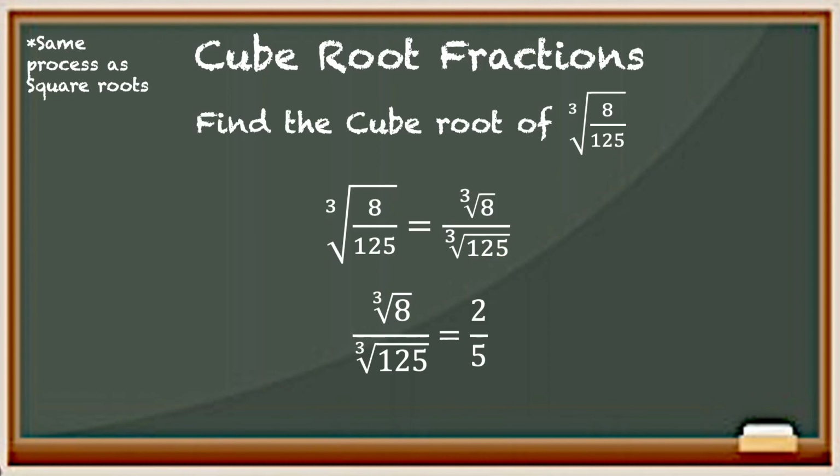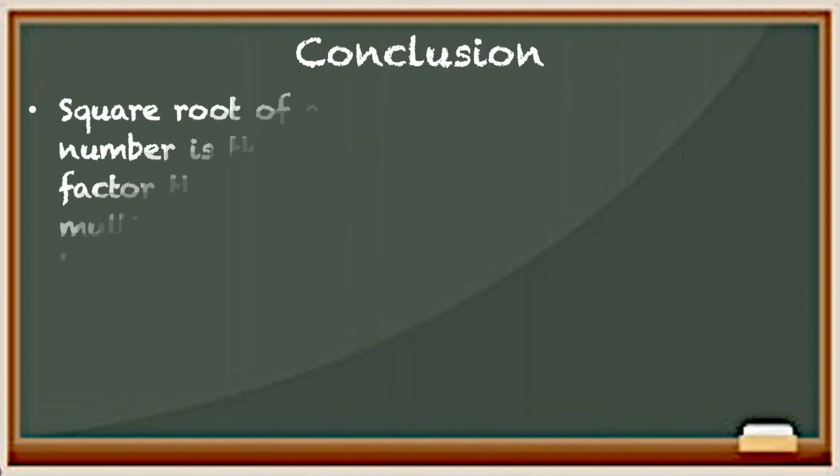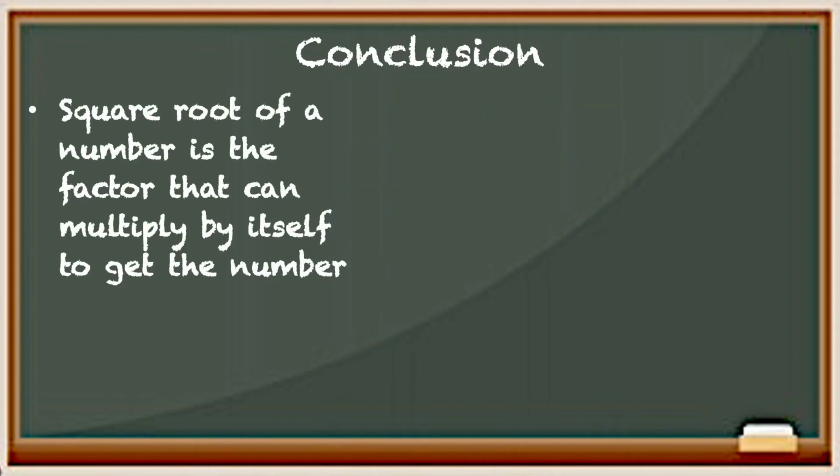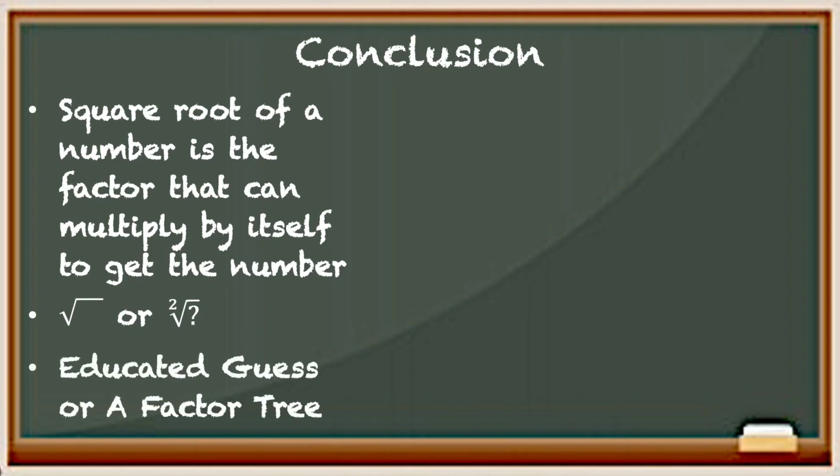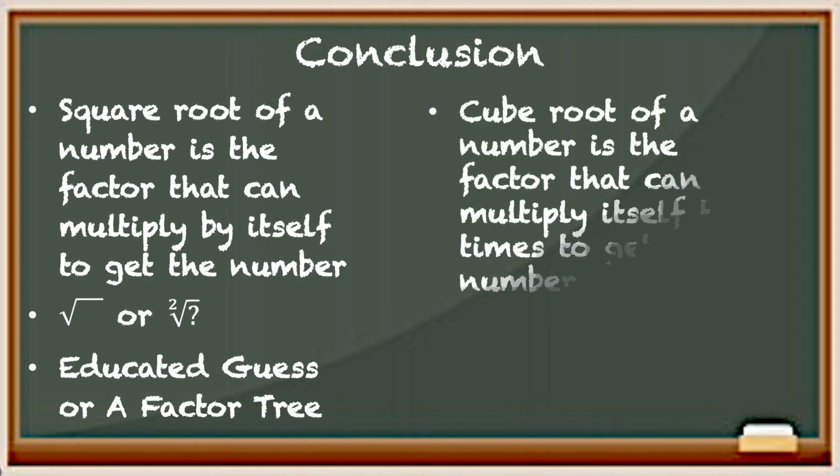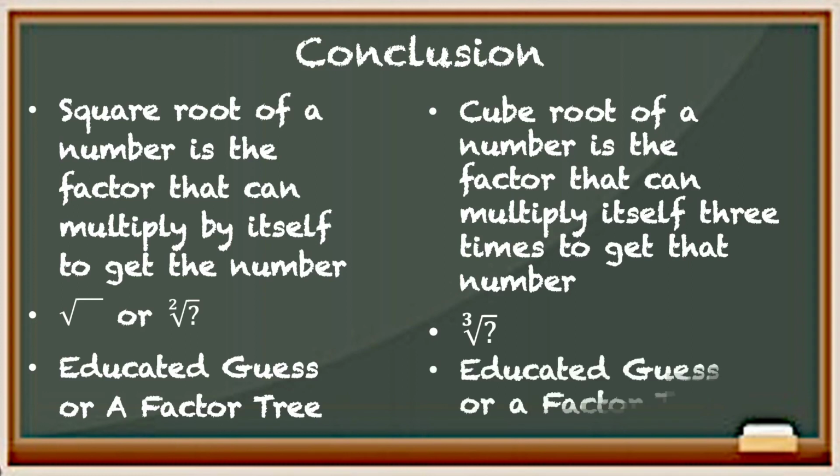So overall, to wrap all of this up, the square root of a number is a factor that can multiply by itself to get the number. This is the symbol. And the best way to find square roots is to either make an educated guess or use a factor tree. The cube root of a number is a factor that can multiply itself 3 times to get that number. This is the symbol for cube roots. And if we can't figure out what the number is, we can also use an educated guess or a factor tree here as well.